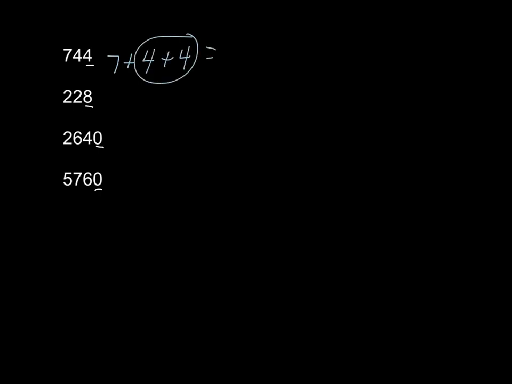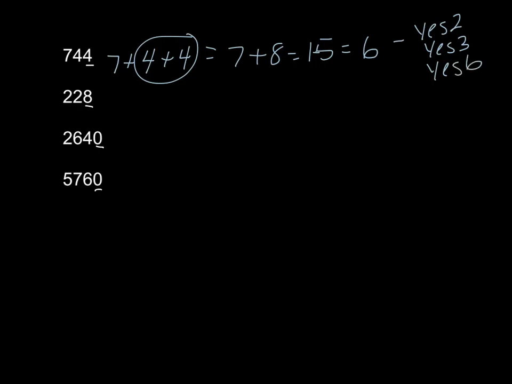4 plus 4 is 8. 8 plus 7 is 15. Adding these digits is 6. So this is divisible by 3, it's divisible by 2. So this one is yes to 2, yes to 3. So that's a yes to 6.